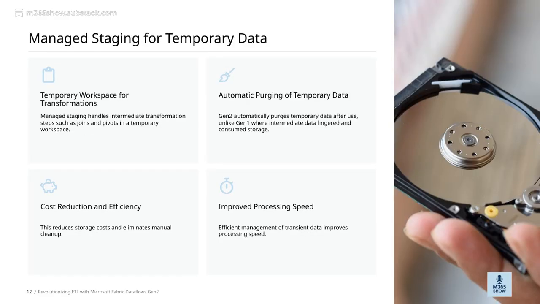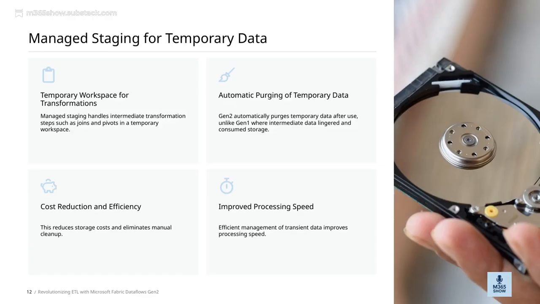cost-effective. Now, let's take a closer look at how managed staging for temporary data is transforming the way we handle ETL processes with Microsoft Fabric Dataflows Gen 2. One of the key benefits here is the improved management of transient data, which directly enhances processing speed. When data moves through the pipeline more efficiently, everything happens faster, and that means better overall performance.